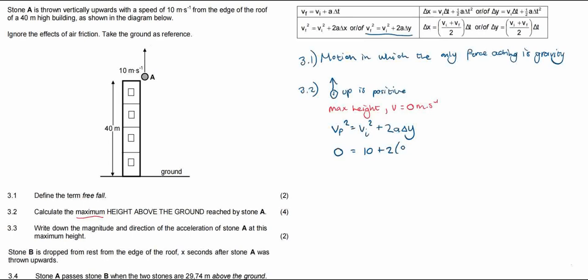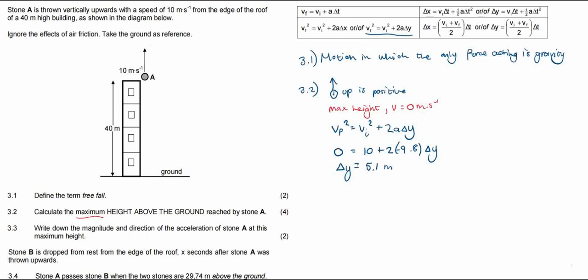Our acceleration due to gravity is 9.8 meters per second squared, and it's a negative 9.8 because gravity always acts in the downward direction. However, we've chosen up to be our positive direction because it's acting in the opposite direction of our chosen direction convention. Then our acceleration is going to be negative, and delta y is what we're looking for. Simplifying and solving, we are going to find that delta y equals 5.1 meters.